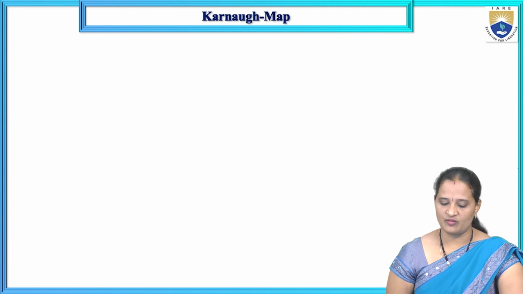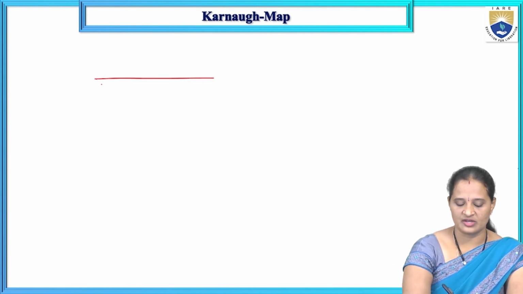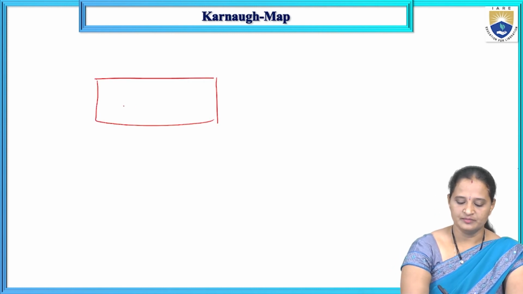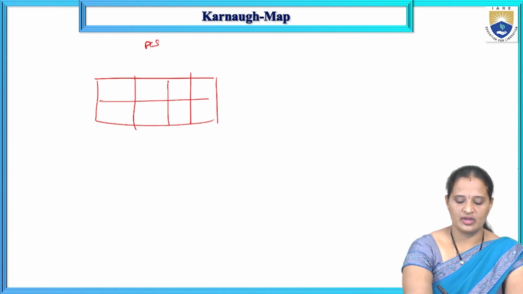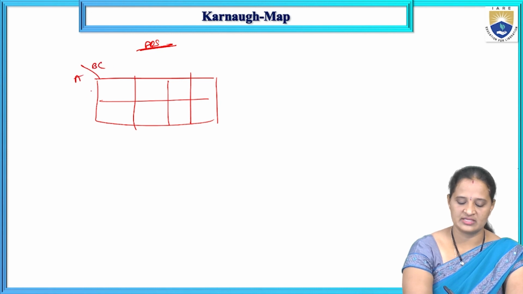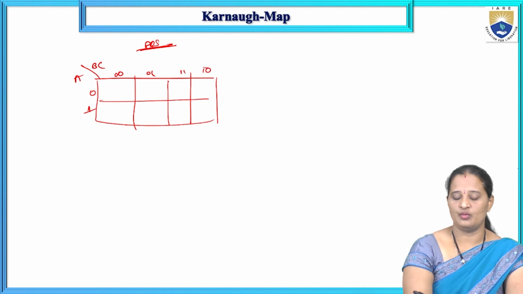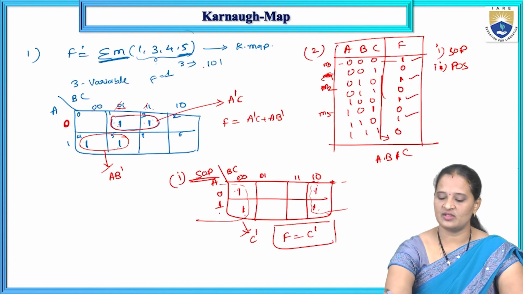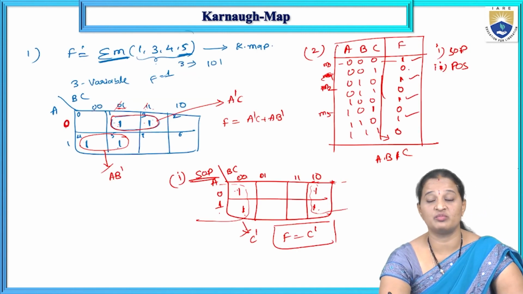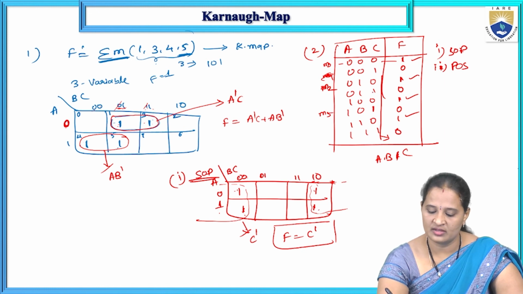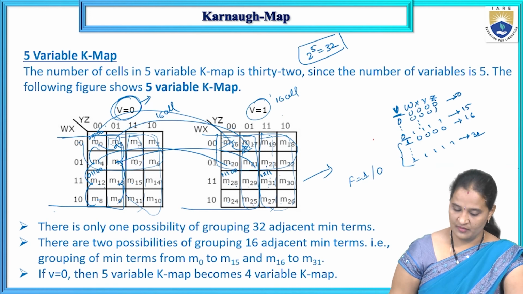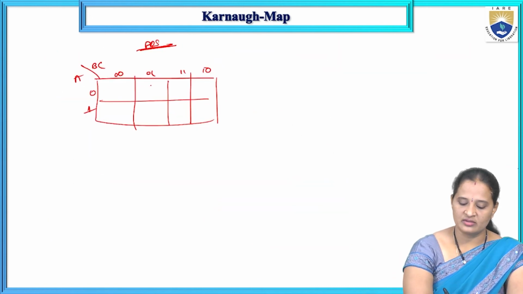Now let us see POS. For the same function, I want to get the simplified expression in the form of POS. I want to get 0, 0, 0, 1, 1, 1, 1, 0. Now identify the combinations for which the function output is 0. So 1, 3, 5, 7. Okay. So now I'm writing this 1, 3, 5, 7.